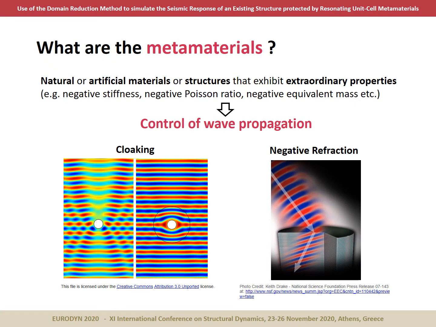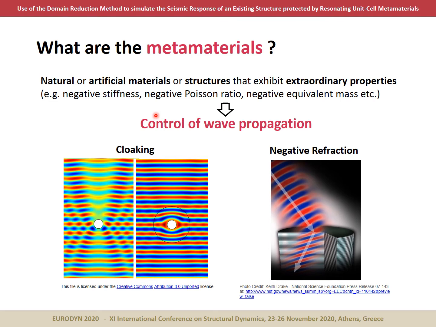So what are those metamaterials? Most usually we're talking about natural or artificial materials or even structures that exhibit extraordinary properties like negative stiffness or negative Poisson ratio or negative equivalent mass, which are all properties that cannot be met in natural materials. So by being able to construct such metamaterials with those properties, one can gain total control over the wave propagation.